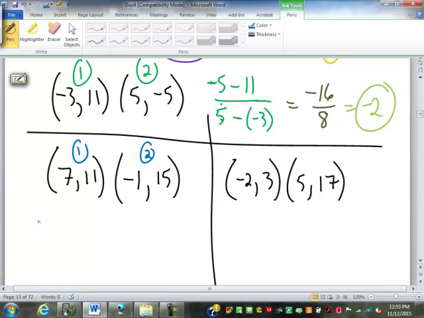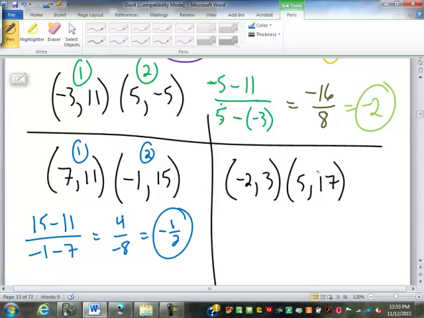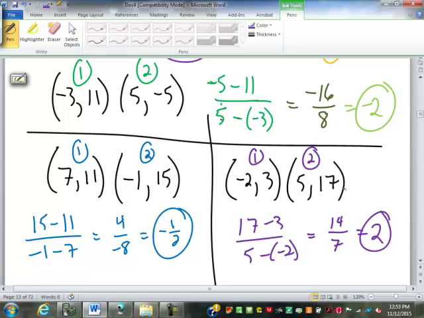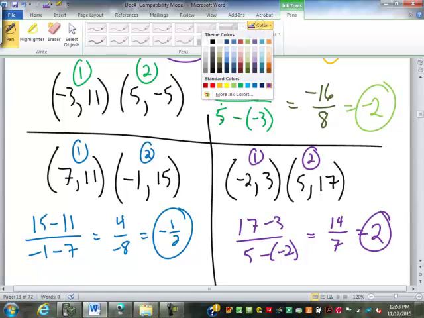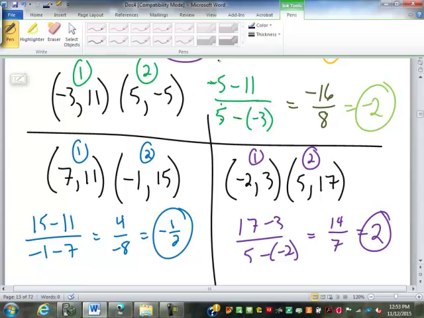Let's see what we get here. Point 1, point 2. So it'll be 15 minus 11 over -1 minus 7. This is 4 over -8. It is a -1/2. How many people had a -1/2? Cool. Next one, point 1, point 2. What'd you get? 2. Let's try it. So 17 minus 3 over 5 minus a -2. 14 over 7 or 2. How many of you feel really good about these? Good deal.